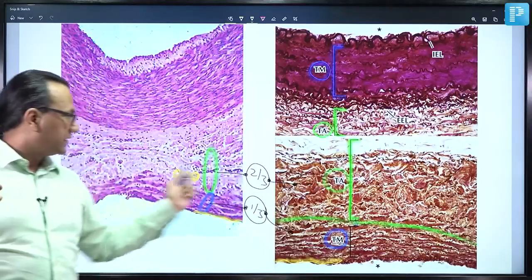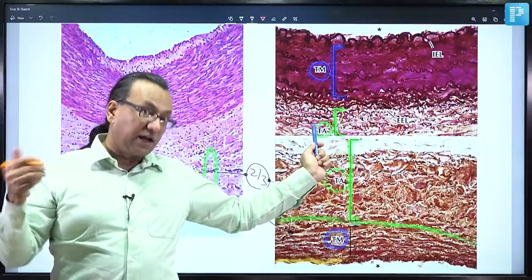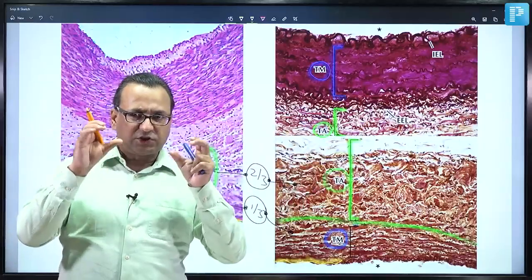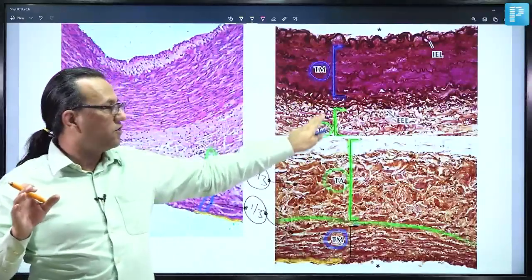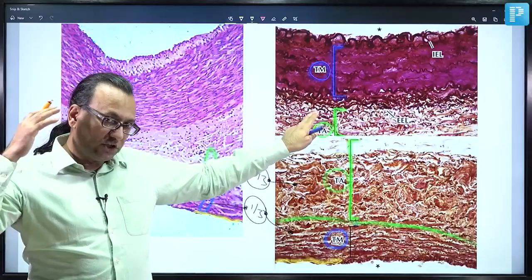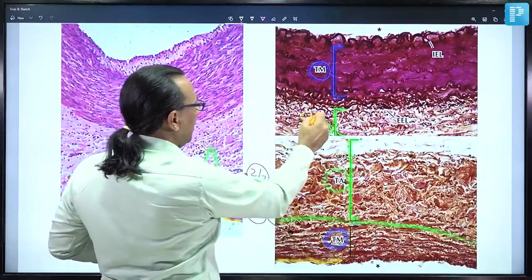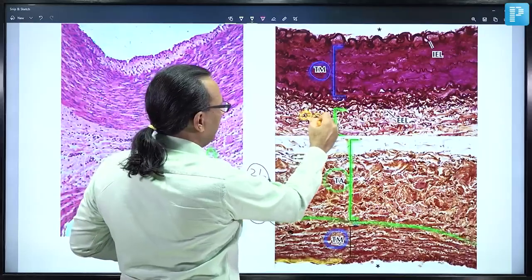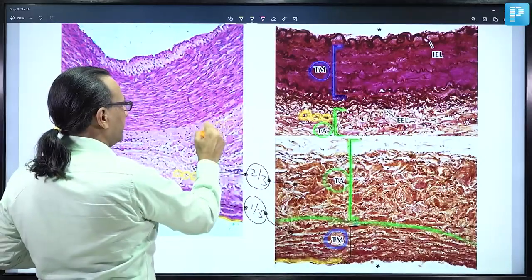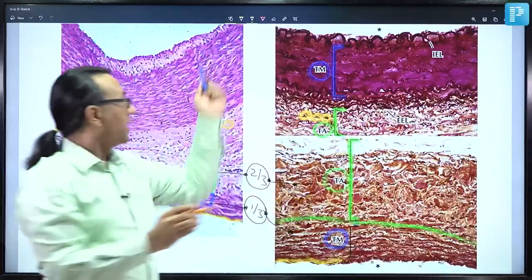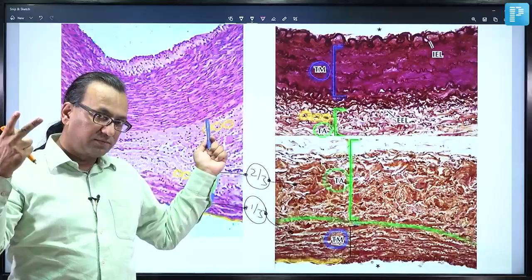Though you can have vasa vasorum in the tunica adventitia of an artery as well, like aorta. Aorta is having such a thick wall that the oxygen coming from the lumen may not reach the tunica adventitia. So even larger arteries can have vasa vasorum in the tunica adventitia. And this vasa vasorum will be more prominent, not in case of muscular artery like this splenic artery. No, it will be more prominent in case of larger vessels like aorta.